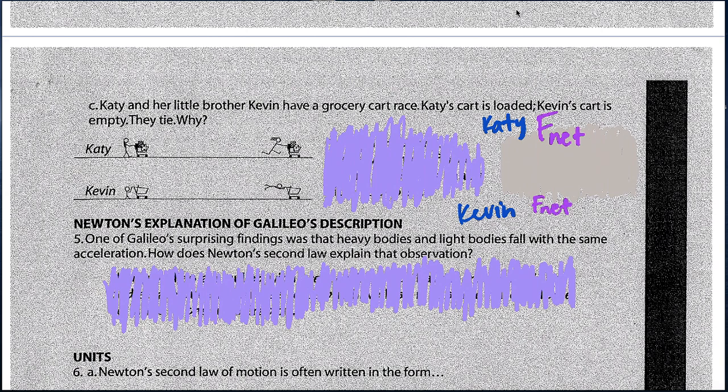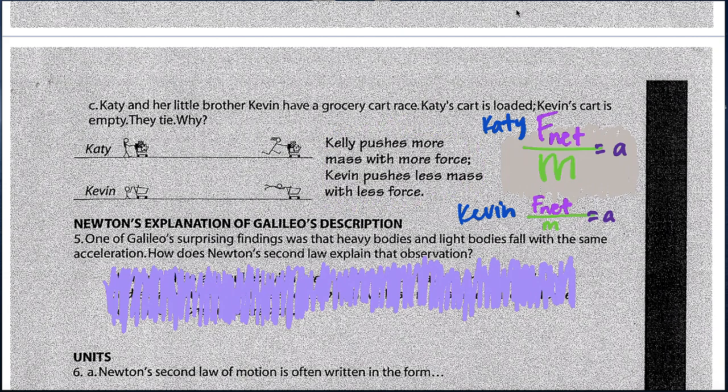Then we see that Katie has a loaded down cart, so she has a big mass. And we see that Kevin has an empty cart, and so we have a little mass. And now when we solve for those, we see that the ratio changed in the same way. So they have the same acceleration because a big F net divided by a big mass will be the same as a small F net divided by a small mass. Okay? So Kevin is not as strong, but he doesn't have as much to push. Katie is stronger, but she has more to push, and so they equal out and they tie in the race.